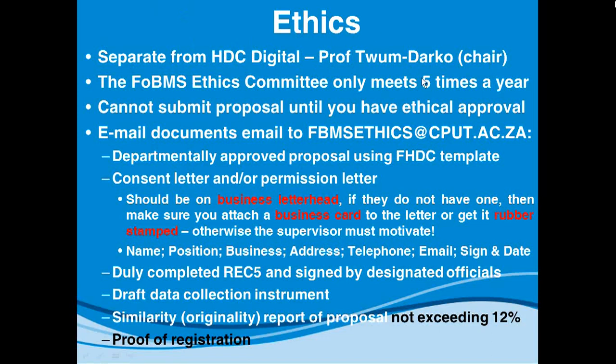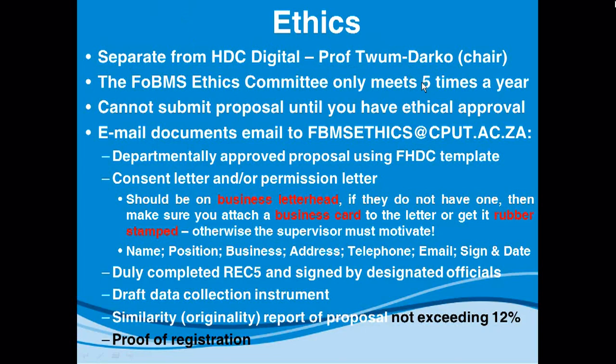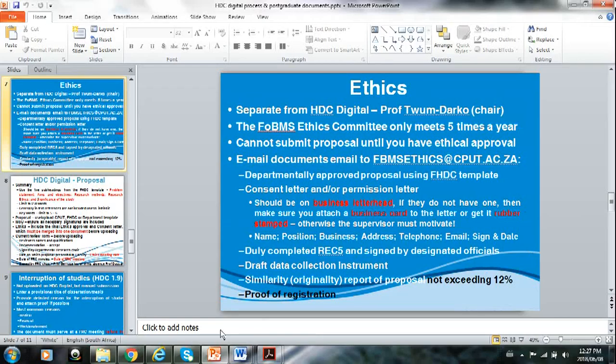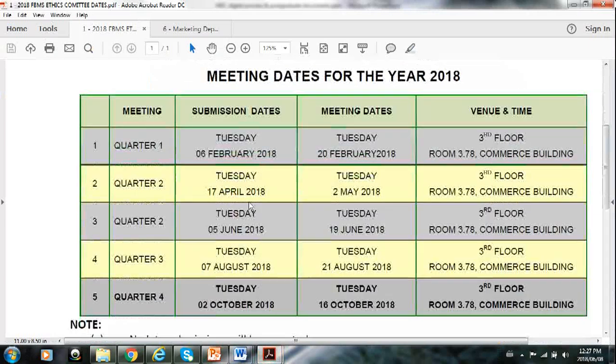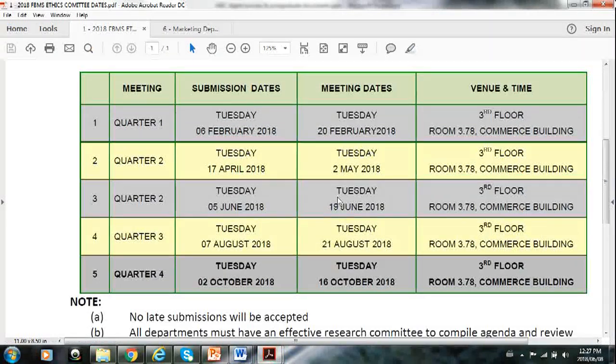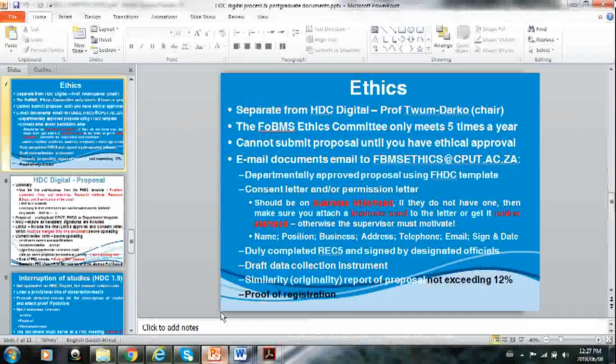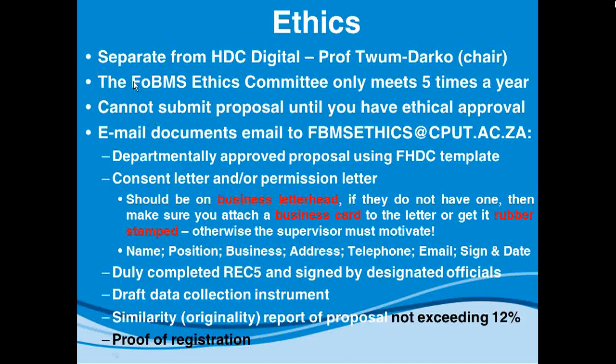The committee only meets 5 times a year. So let me just show you the dates for 2018. Here they are. So they've already met in February and in May. They meet in June and August and October, and there's very specific submission dates. So make sure you meet those dates. Then you cannot submit your proposal, as I've said, until you have ethical approval.